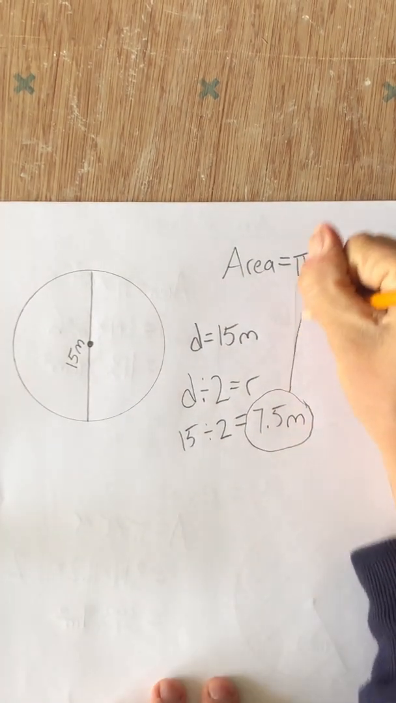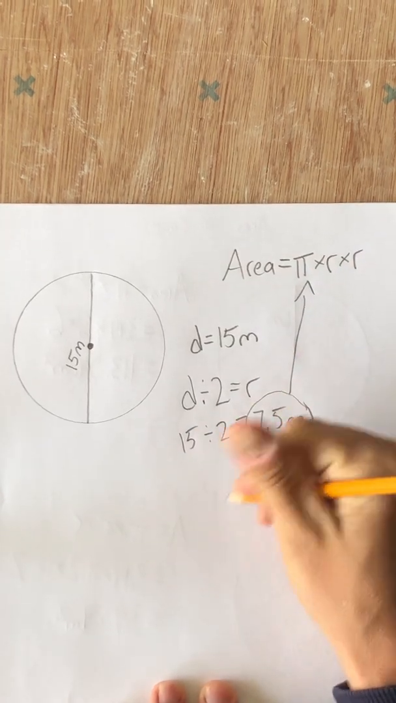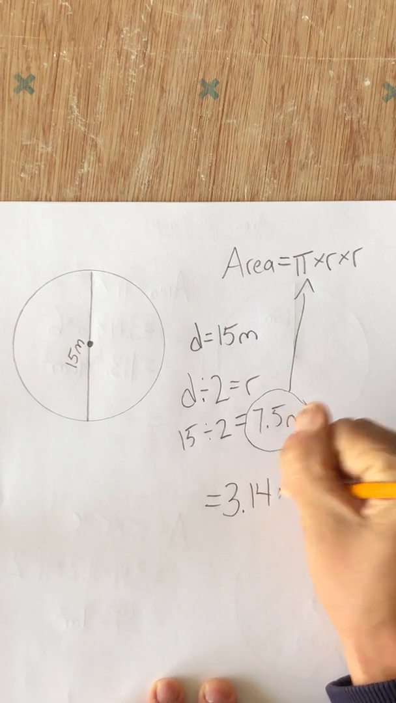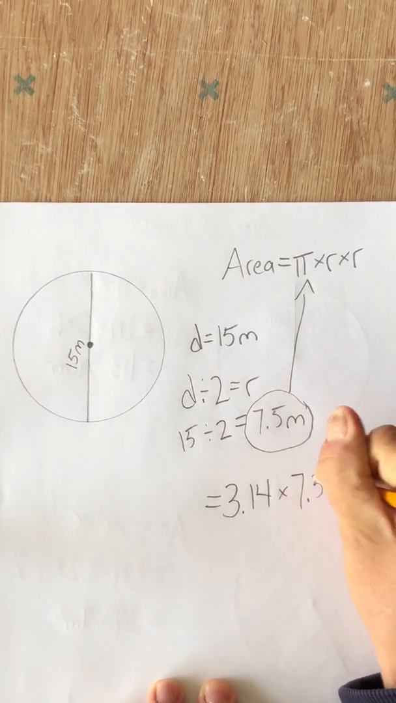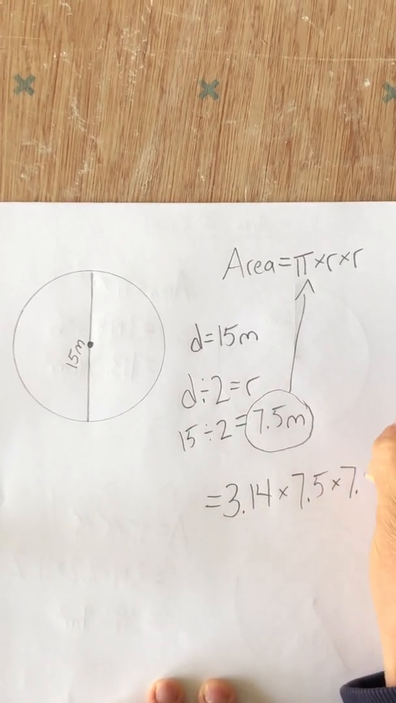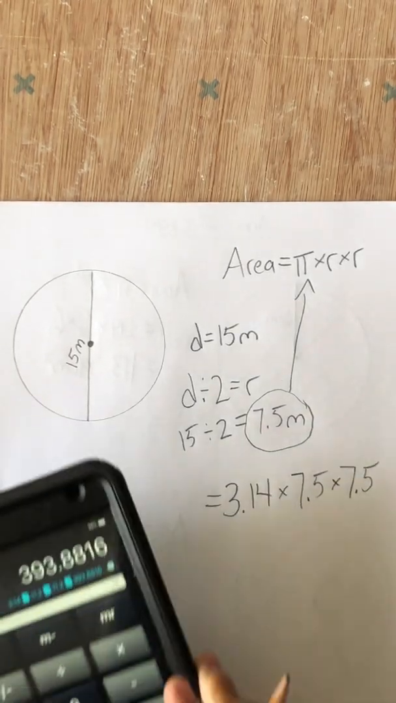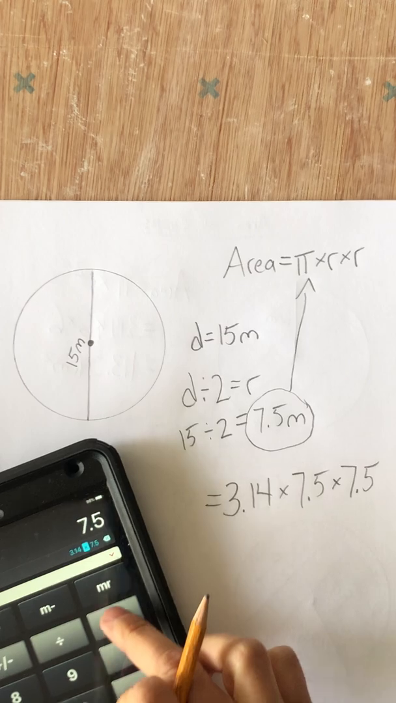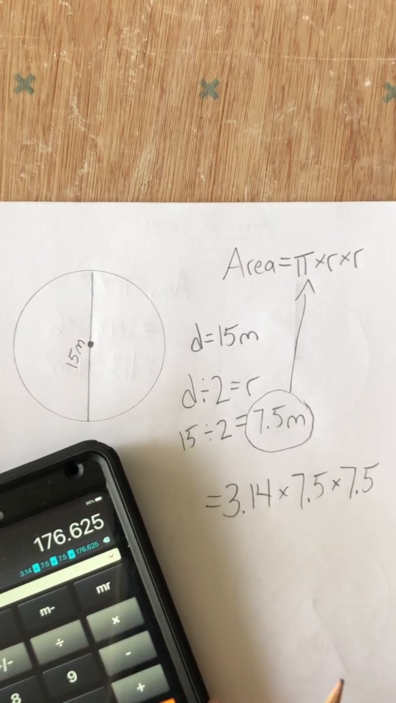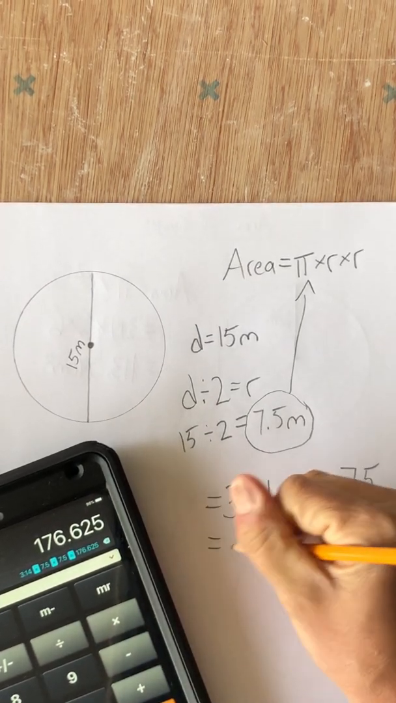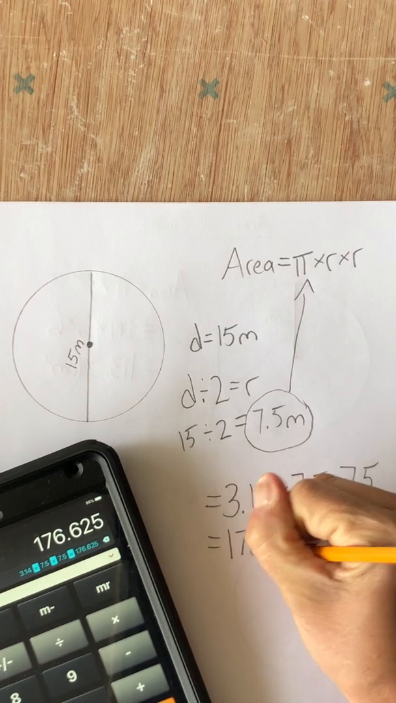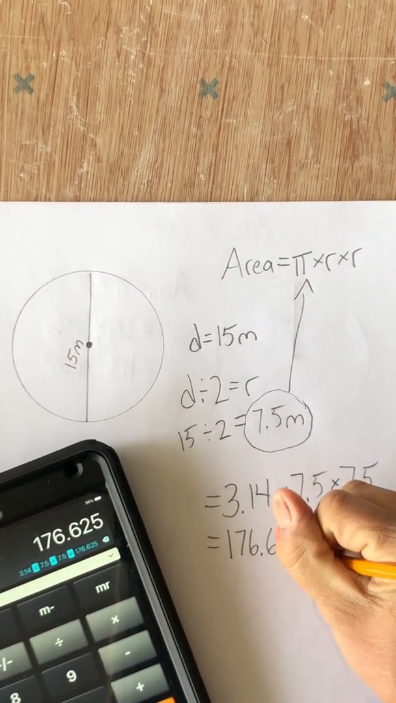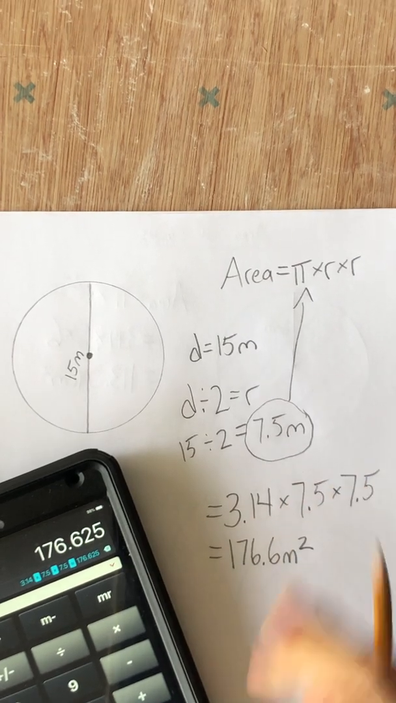Now I just need to plug that into my equation here. So pi, 3.14, times radius once times radius again, and I get 3.14 times 7.5 times 7.5, and there's my area, 176.6, because I'm just going to round it, meters squared.